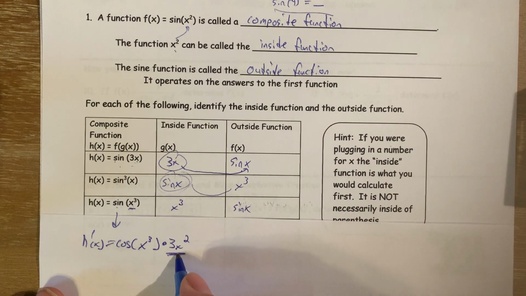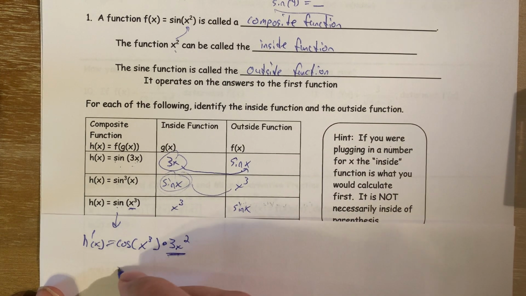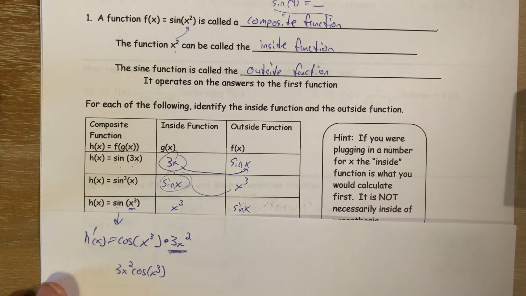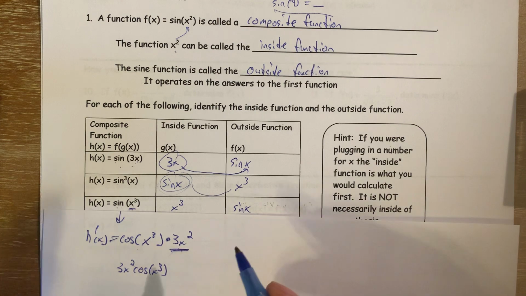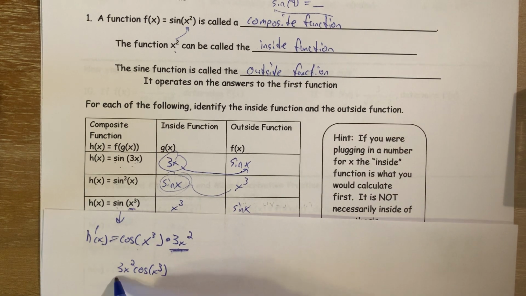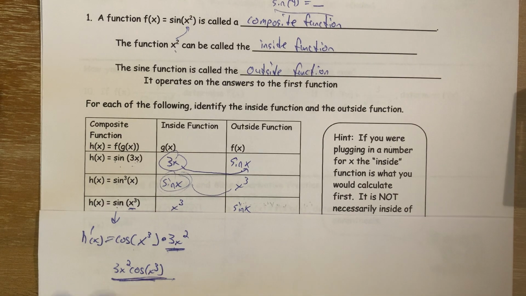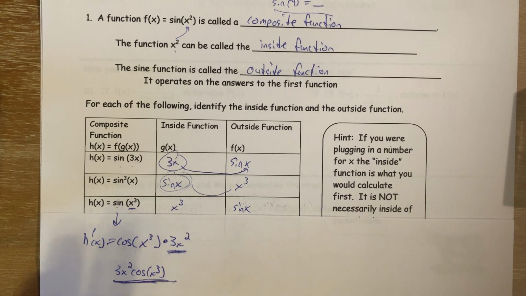Usually constants and polynomials will come in the front, so we can put 3x squared cosine of x cubed, but this is just a style thing. If you left it like this, it wouldn't be wrong, it just wouldn't be the way we normally write it. This is how any multiple choice answer would be written. So that's a thing to realize.